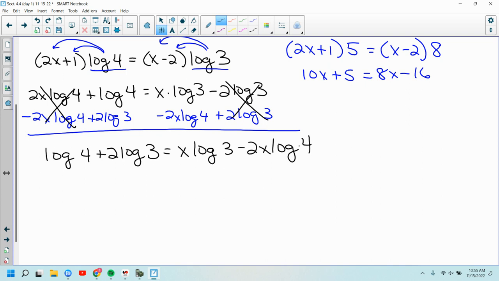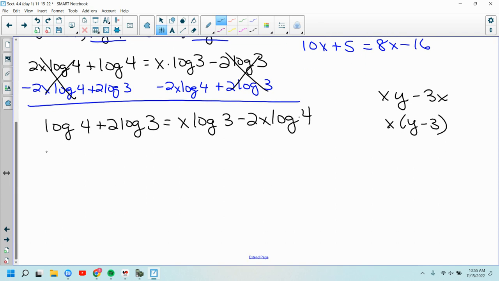Connie? Not sure. All right, I got 2 terms with an x. This goes back to when we had, like, if we were solving x y minus 3x, we would factor out an x and you'd have y minus 3, right? So you get 2 terms with an x, factor out the x.